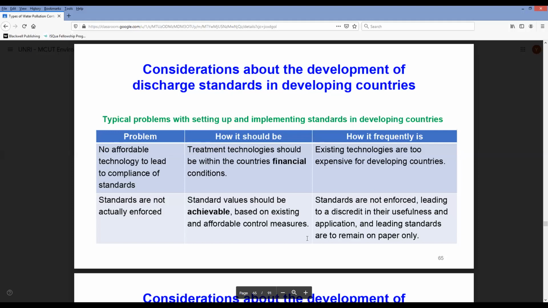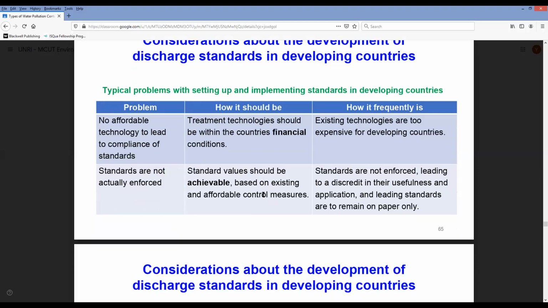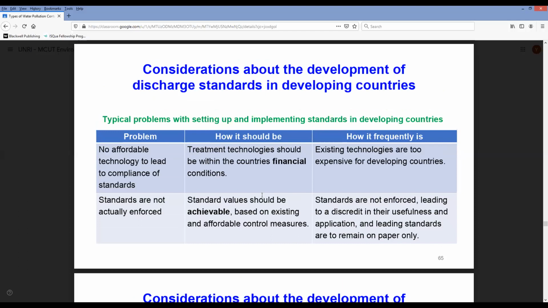Okay, and then the next one is the standards are not actually enforced. So it means even though the government establishes a regulation, the local police or local agency didn't follow. They didn't take this seriously to enforce this regulation. So actually it doesn't work. Okay, the next please.